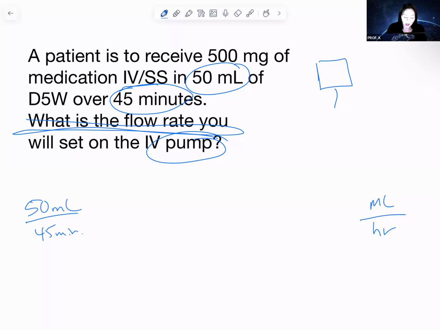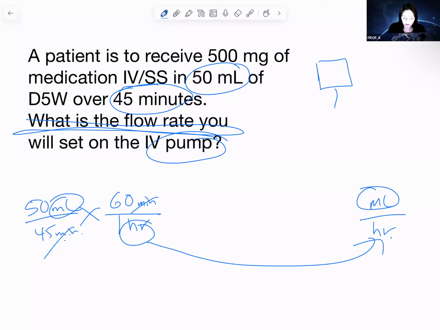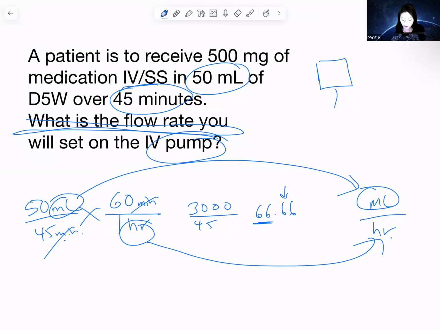So what do I got to do? I got some work to do. I have milliliters in my numerator. I'm good, but I got to change minutes to hour. I can do that. There's 60 minutes in 1 hour. That gets rid of my minutes, and it leaves me with hour. So I have milliliters an hour. Now it's just math. So 50 times 60 is 3,000, and 45 times 1 is 45. And when I divide that into each other, it gets 66.66. A whole number, look to the right, 5 and up, I round up. So I'm going to set the IV pump to go at 67 milliliters an hour. Beautiful.